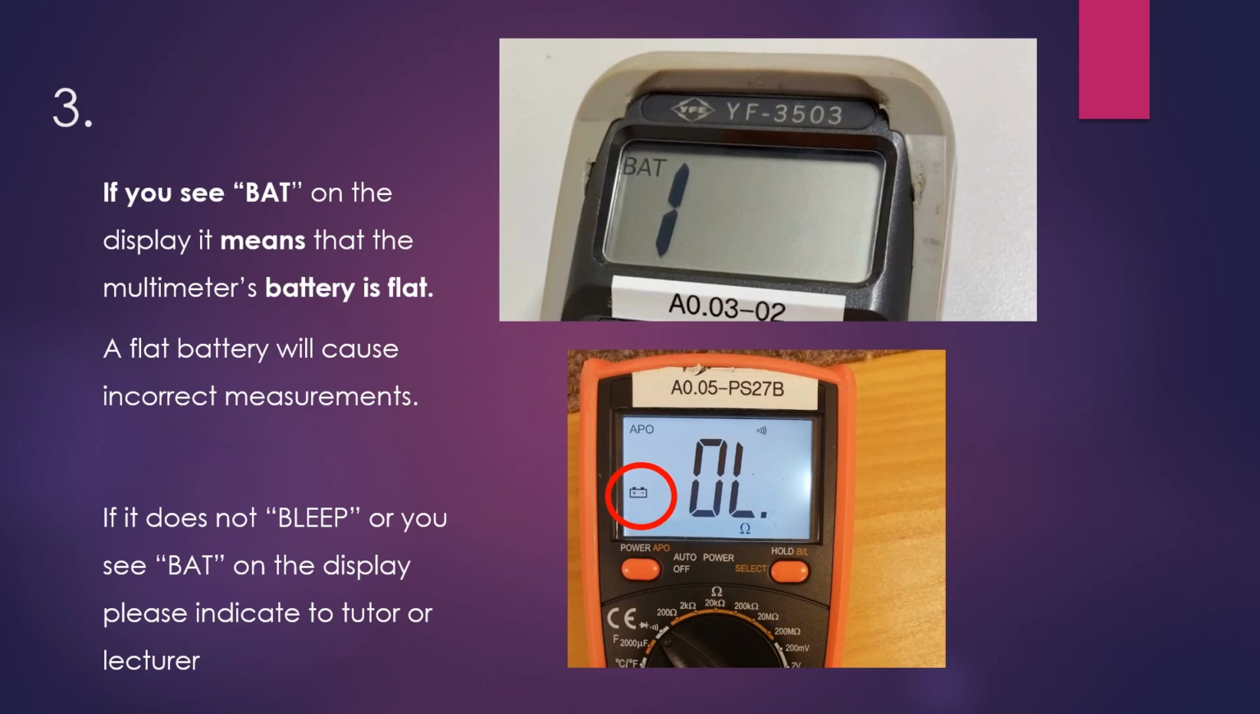Whenever you're using a multimeter and you see BAT displayed on the gray multimeter or a little battery symbol on the orange multimeter, just notify the trainee in your labs, because this means that the battery is flat, and if the battery is flat it could lead to you taking wrong measurements. So if it's displayed on your screen, just notify one of the trainees and they will give you a new multimeter.